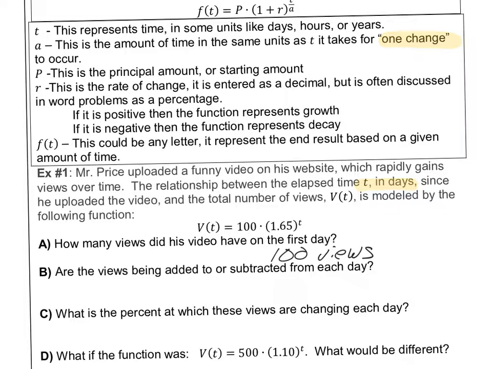Then the next question says, are the views being added to or subtracted from each day? Well, this number, 1.65, is greater than 1. We said that right here: if it's positive, then the function represents growth; if it's negative, then it represents decay. If r is some positive value, then 1 plus r will be greater than 1. And if r is negative, then 1 minus r would be less than 1. Well, this is greater than 1, so we know that it's being added to each day.